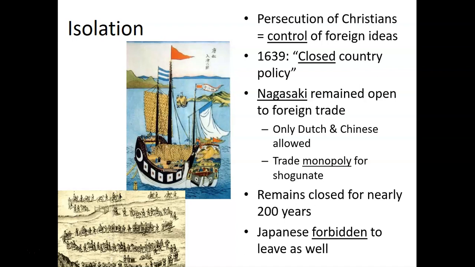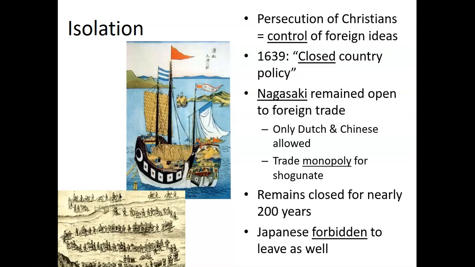So the shogunate is going to be able to control the economic aspect from a monopoly standpoint until it ends in 1867. So that's one of the reasons why they're able to not only close off the country, but also maintain power until the mid 1800s because of this restriction and control of trade. And Japan is going to remain closed for nearly 200 years. They're going to restrict people from even leaving the island. So it's not just restricting people from coming in, it's also restricting people from leaving too. So it's really trying to completely isolate themselves.